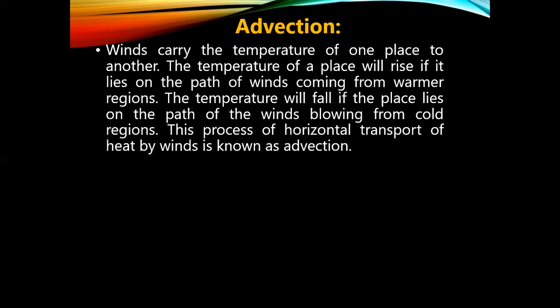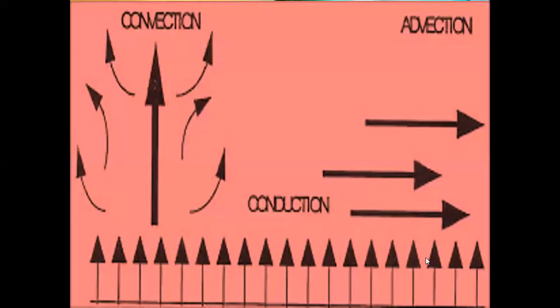The process of advection, the horizontal transport of heat by winds, is called advection. I repeat, the process of horizontal transfer of heat energy by winds is called advection. The figure on the screen shows you heat advection, that is horizontal movement. Advection is also called heat parallel movement.